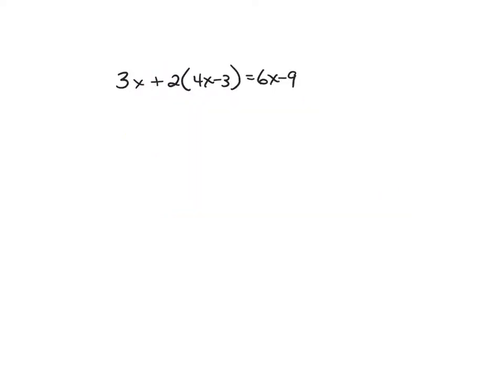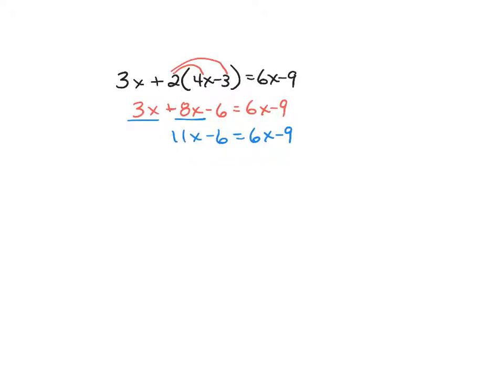Here's one more example, and once again, I need to use the distributive property. So the very first thing I'm going to do is use that property and rewrite that left-hand side as 3x plus, then 2 times 4x gives me 8x, minus 2 times 3 gives me 6, equals 6x subtract 9. I see that I have some similar terms here, 3x plus 8x. 3x plus 8x gives me 11x, so I have 11x subtract 6 is equal to 6x subtract 9.